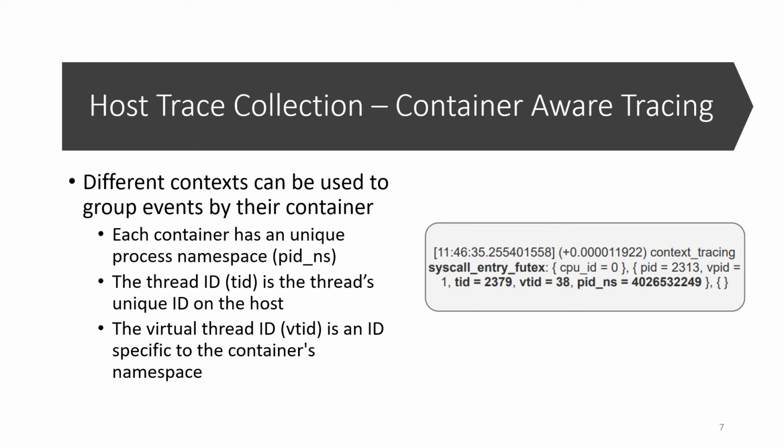Each container has its own unique process namespace. So by enabling the process namespace ID context, we can group the events based off of their respective containers. We also want to make sure that we're collecting each thread ID, which is just the thread's unique ID on the host. Similarly, it's important to have the virtual thread ID, which is just the thread's ID from the perspective of the container.